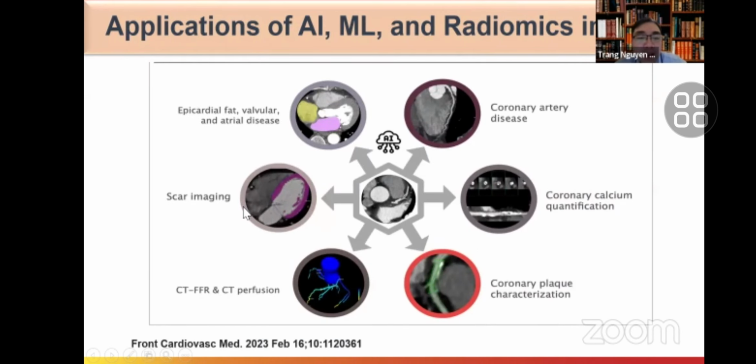So as we know, coronary CTA is developing, especially the technology right now. We can have a lot of applications, especially AI. So with coronary CTA right now, we not only check for coronary artery disease, the plaque, the calcification, but now we can have more information about function like CT-FFR or CT perfusion. We check for the scar. And together with the other things, we can see the outer chamber, the outside of the cardiac.